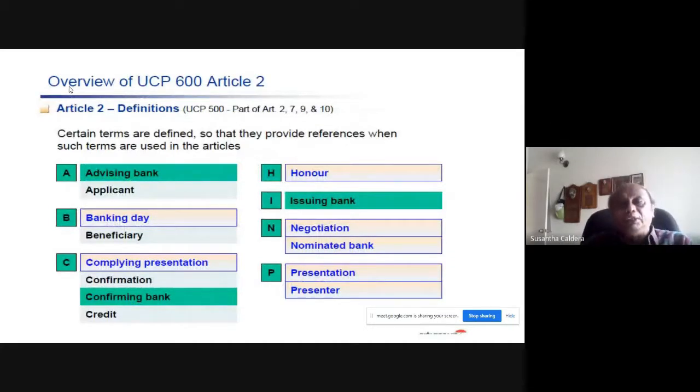Overview of Article 2, that is definitions. Article 2 covers the definitions. Certain terms are defined so that they provide references when such terms are used in the articles.